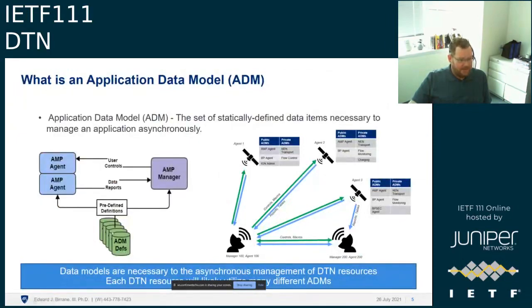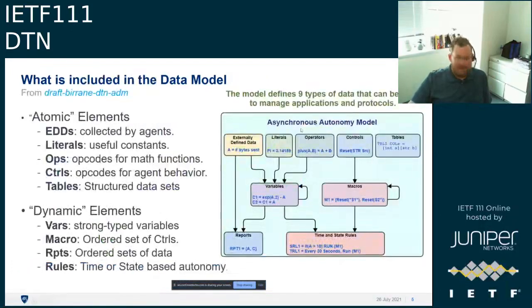One thing I wanted to say, setting the stage for why this is important: if you look at these agents, spacecraft, maybe even ground stations, each is going to subscribe to multiple ADMs. No single ADM is going to be applied to a single agent; there are probably many, depending on the complexity of that agent. The ADM content as defined today has a very specific set of object types: literals, operators, controls, the variables formed from those, macros, reports, and the different rules you want to apply.